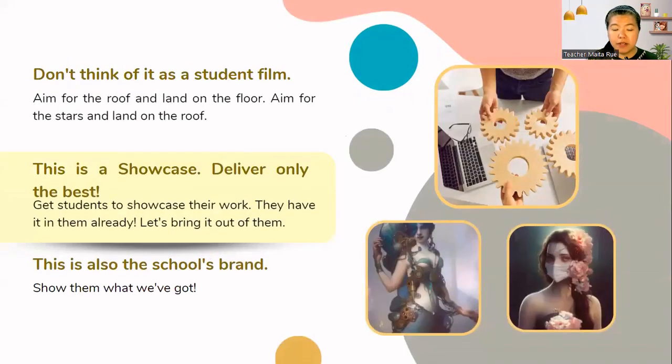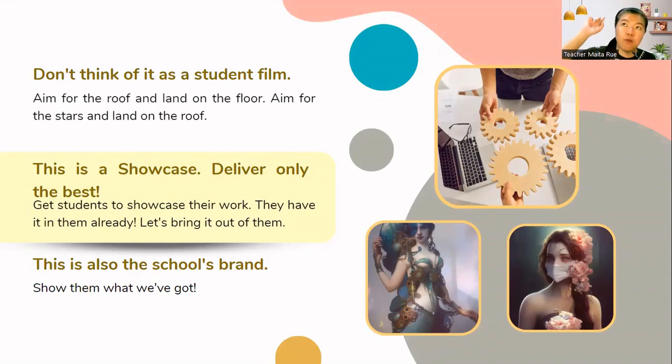Back to our reminders, I'm going to put this in bullet points. If you think of your student film as a student film, that's all it's ever going to be. There is a saying, aim for the roof and land on the floor. Aim for the stars and land on the roof. When you just say we're going to make a student film, you're just aiming for the roof. And when you aim for the roof, when you jump back down and you fall, you're on the floor. Sorry, you're on the floor.